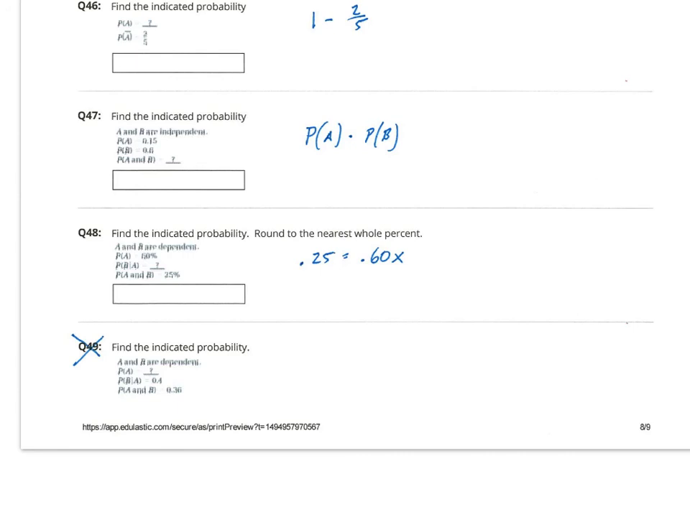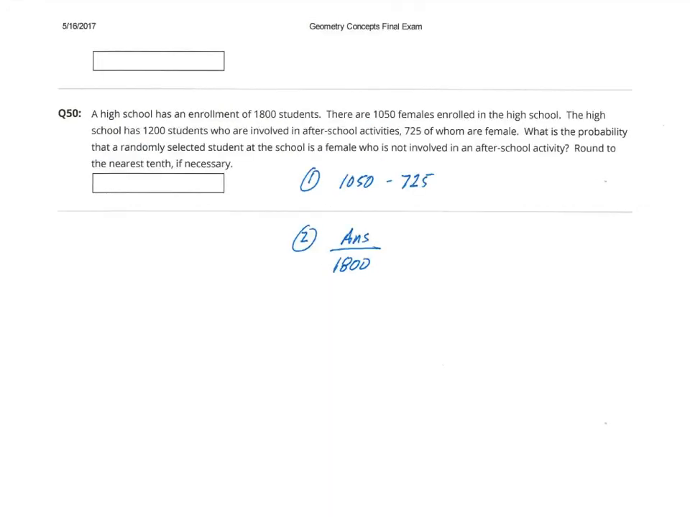That's 48. And the last question, we skipped 49. You have a school with 1,800 kids. 1,050 females are enrolled in the school that has 1,200 that are involved in after-school activities. Of those, 725 are female. What's the probability that a randomly selected student at the school is a female who is not involved in an after-school activity? Round to the nearest tenth.